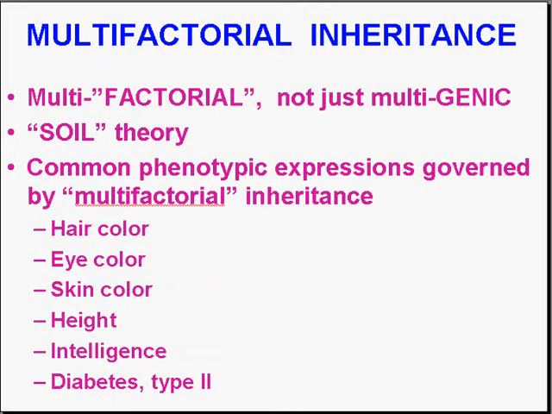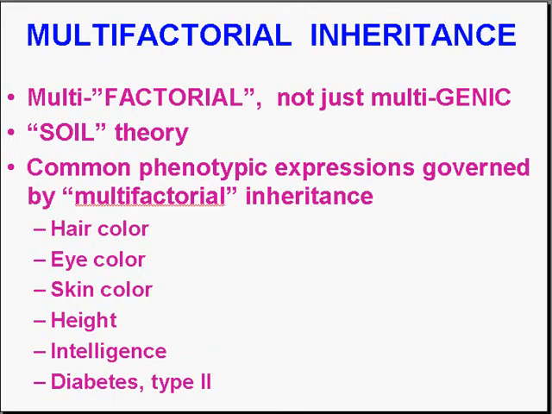Multifactorial inheritance is not just multigenic, it's multifactorial. It involves things other than genes. The best way I can explain it is to think of your body, your protoplasm, as a certain type of soil on the basis of all of the genes and all of the factors that constitute that protoplasm. As you might guess, your relatives probably have similar soil, and your closer relatives would have soil that's more similar than more distant relatives.